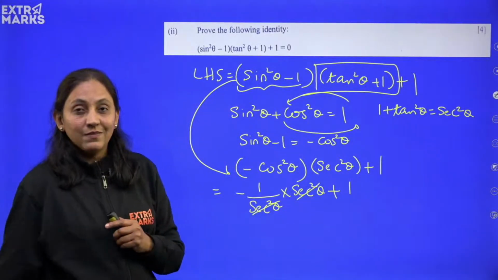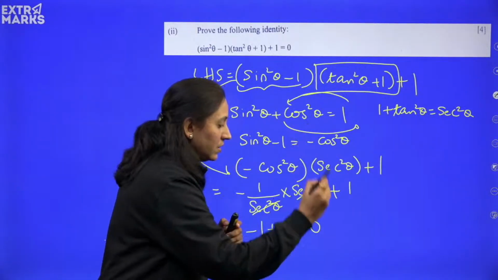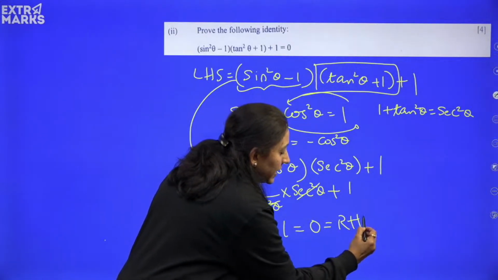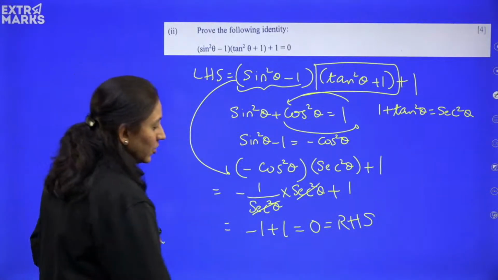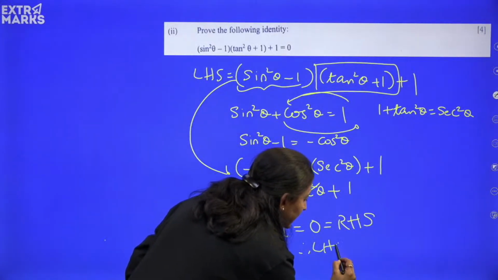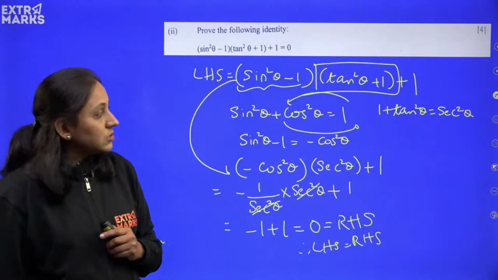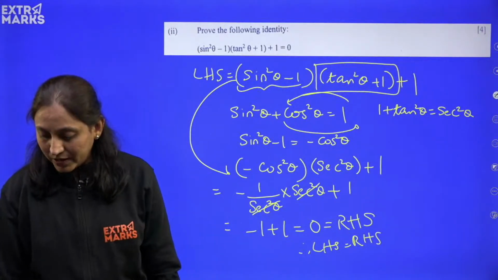So, secant square theta will get cancelled and we get minus 1 plus 1, which is 0, which is our RHS, what has been asked. So, I can say that LHS is equal to RHS. Therefore, you need to end by telling that LHS is equal to RHS and hence proved. So, this is for 4 marks. You can take each step to be half marks and you will get 4 marks.